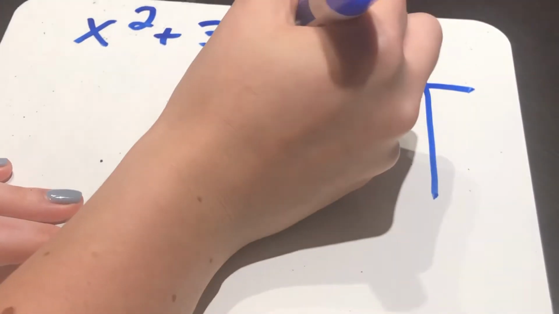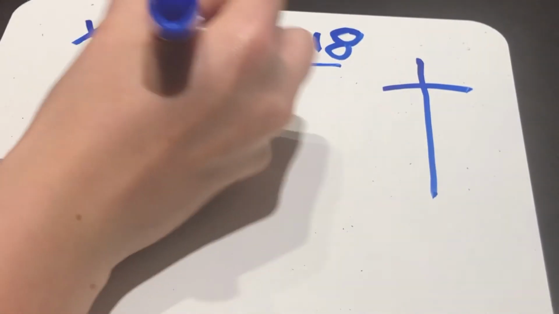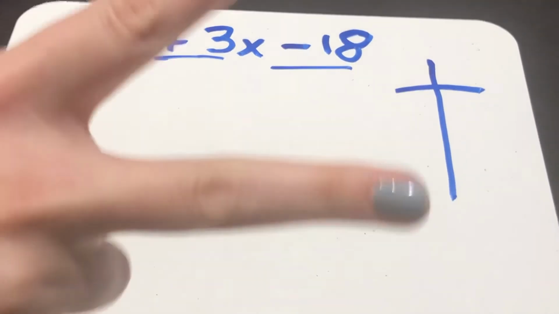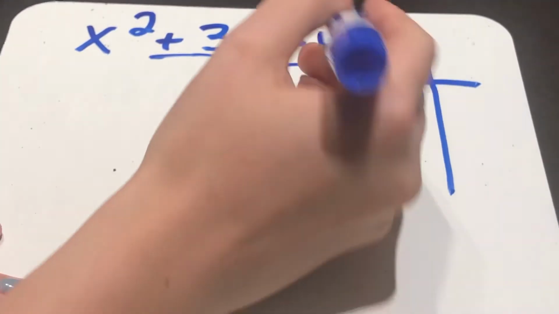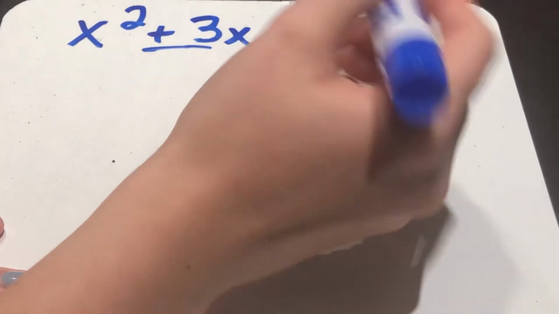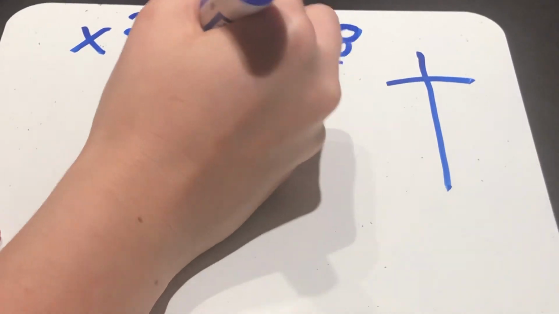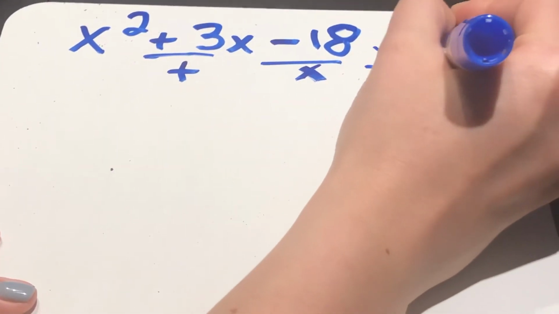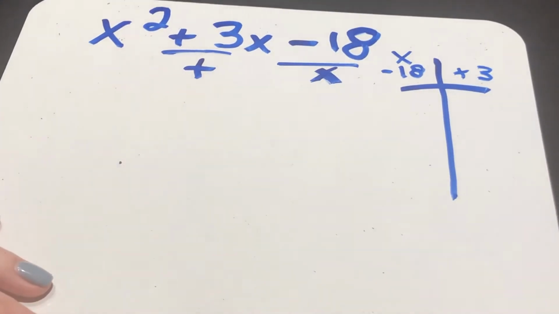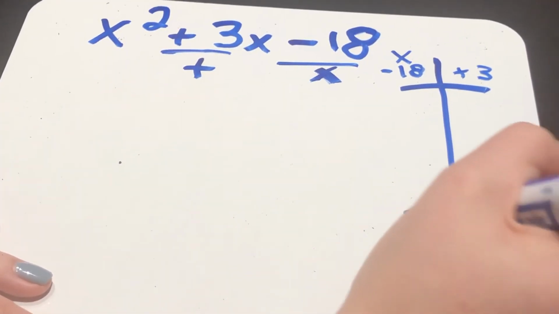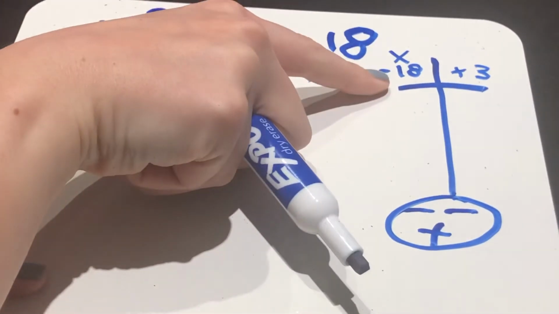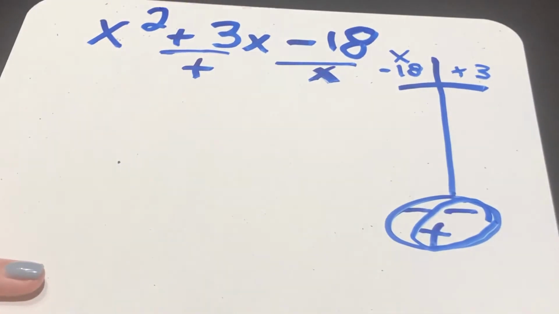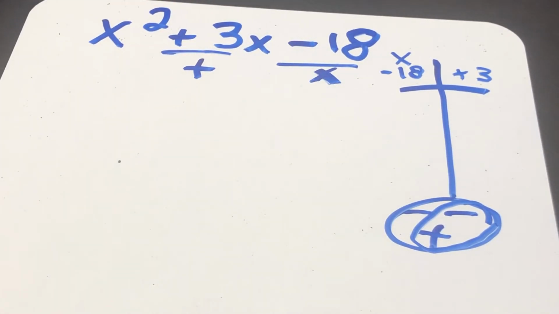I want you to think of this as a negative 18, and I want you to think of that as a positive 3. So you got to think, what are two numbers that multiply to get negative 18 and add to get 3? So think of the face. We got our face here, right? In order to get a negative number when I multiply, I know I'm going to have to multiply a negative times a positive.